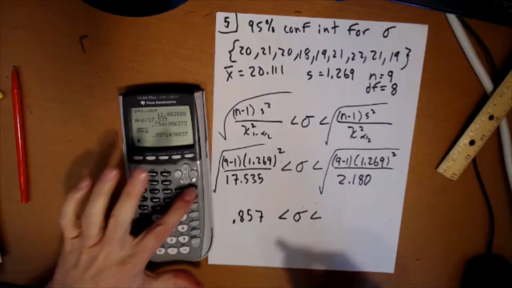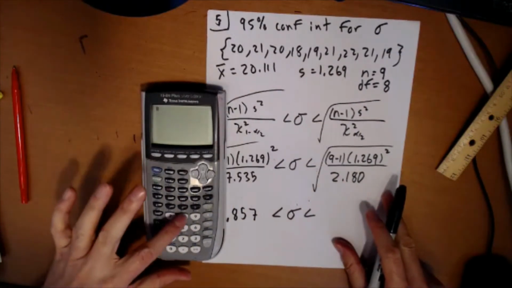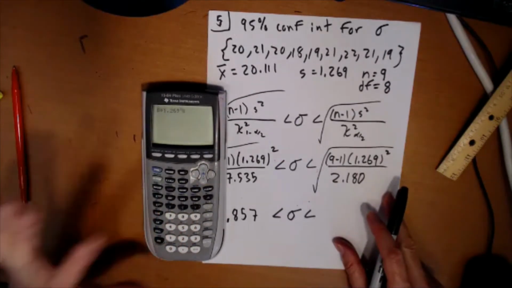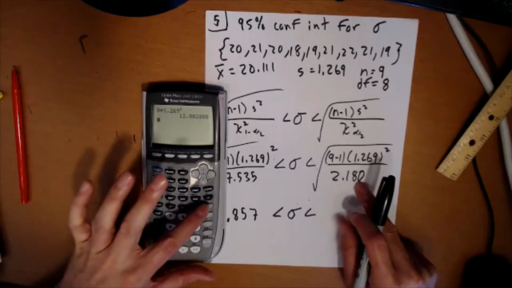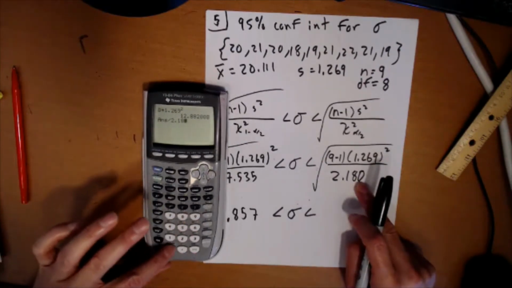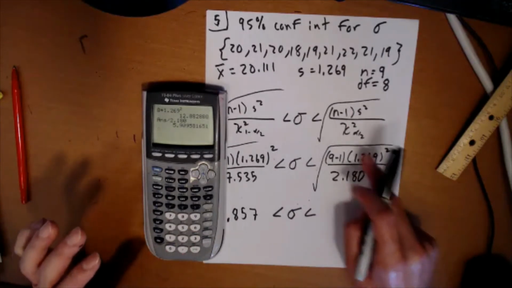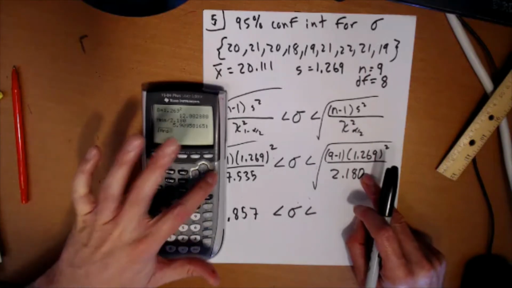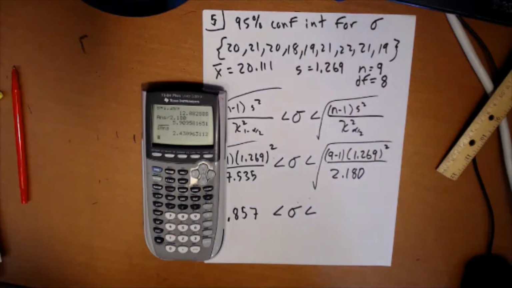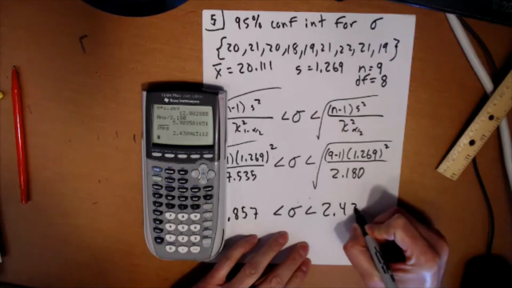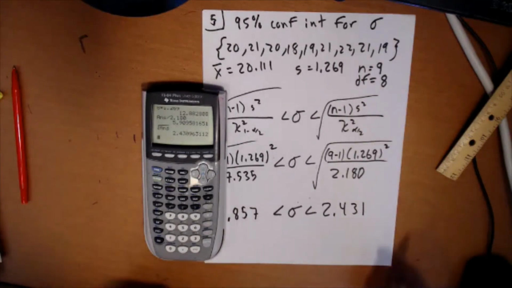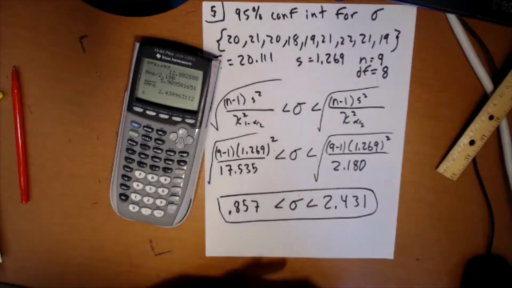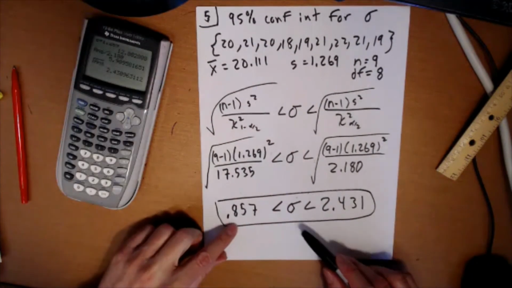Okay, over here, let's hit clear. 9 minus 1 is 8 times 1.269 squared, enter, divided by 2.180, enter. Now square root that mess, square root that answer, previous answer, slide out, enter, 2.4309, 2.431 when rounded correctly to the thousandths. And there is our 95% confidence interval for sigma.